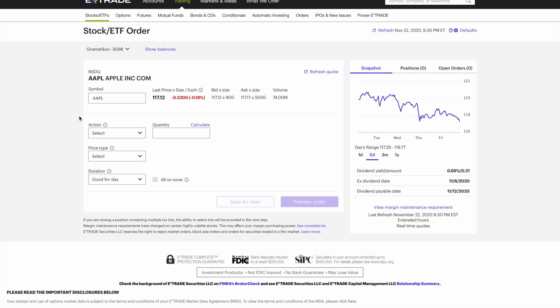Then underneath, you're going to have to select your market order, and you can select buy or sell. If you select buy, this means that you're going to buy a stock. If you select sell, this is when you want to sell your stock for a profit or a loss. The third one is sell short, which means that you are going to short Apple stock and you're going to profit only if the price goes down further from the current price.